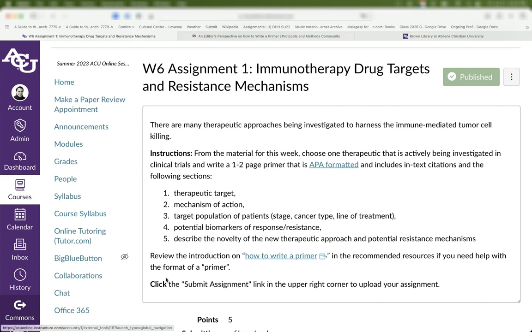And I want to highlight here that the instructions indicate to choose one therapeutic thing, whatever it is, that is being investigated in clinical trials, and that your task is to write a 1 to 2 page primer, so not very long, very specific, and to have these 5 sections.